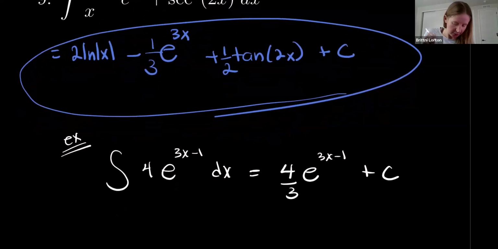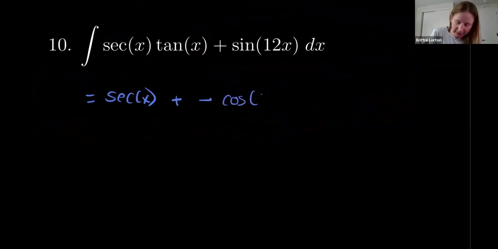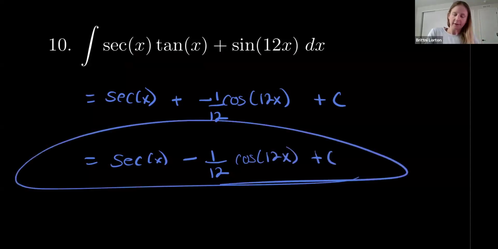Okay, let's keep going. We're on a roll. Let's do number 10. More antiderivatives, extra practice. The antiderivative of secant times tangent is secant because the derivative of secant is secant times tangent. The antiderivative of sine is negative cosine. The inside was linear, so I just have to divide by that constant multiple. And I would rewrite that because plus a negative is just minus to simplify my work. The antiderivative of sine is negative cosine. The derivative of sine is positive cosine, opposites there.